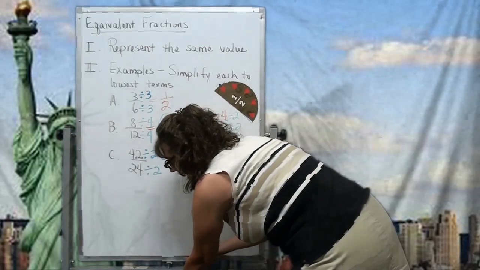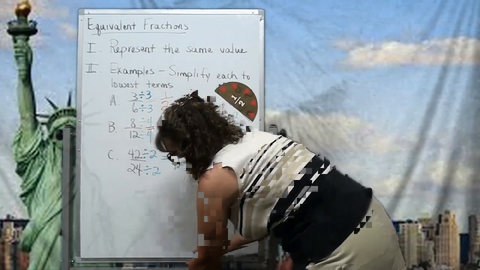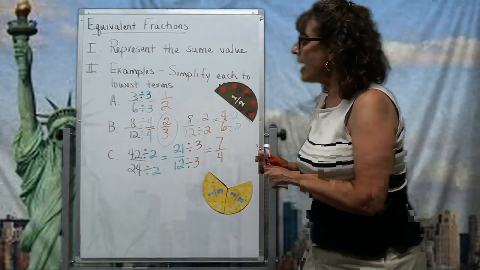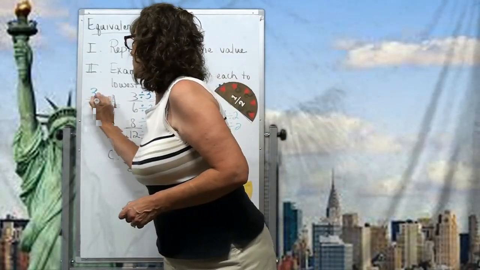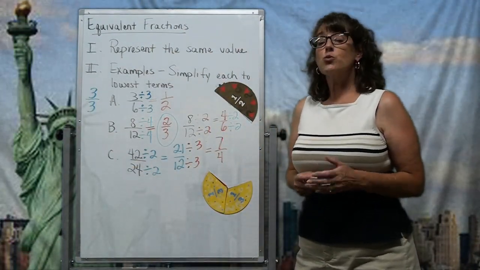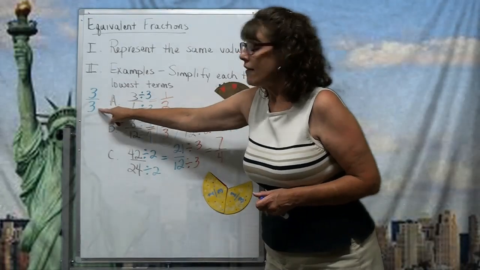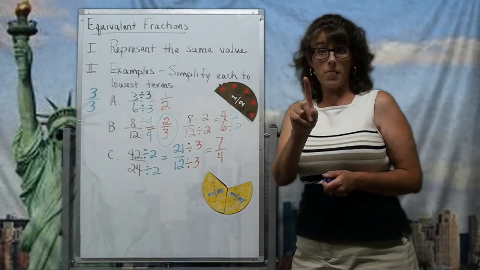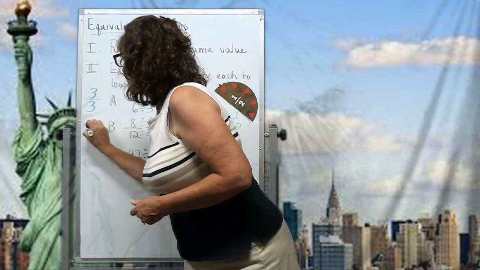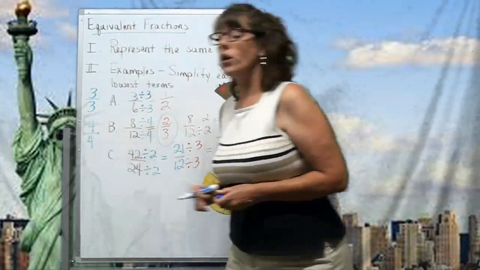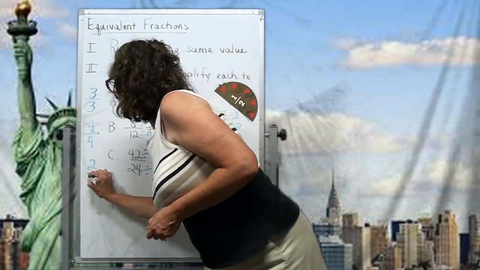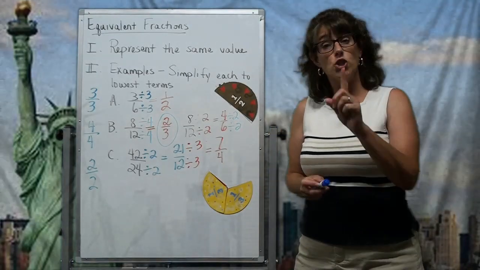Whenever you divide or multiply numerator and denominator by the same number, let's take a look at this 3 over 3. Well, what is 3 over 3? 3 divided by 3 is just a 1. How about 4 over 4? Well, 4 divided by 4, again, is just a 1. What about 2 over 2? Well, 2 over 2, once again, 2 divided by 2 is just a 1.